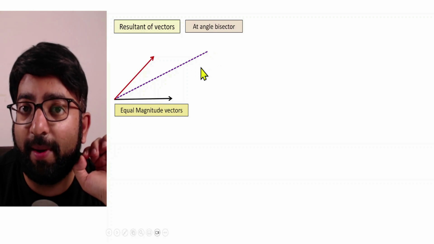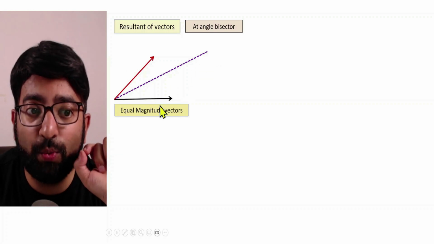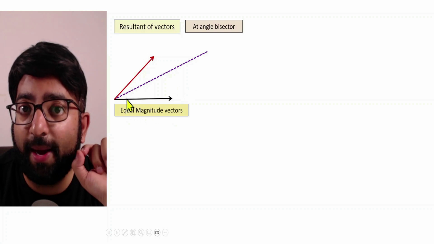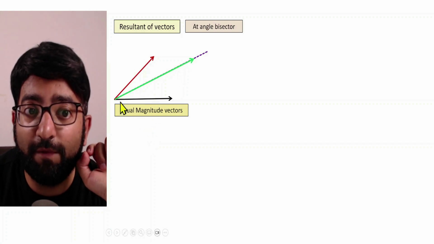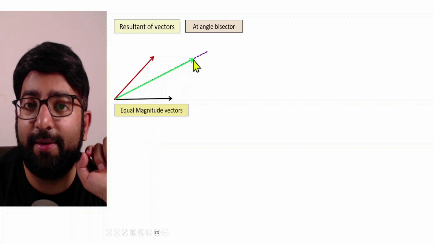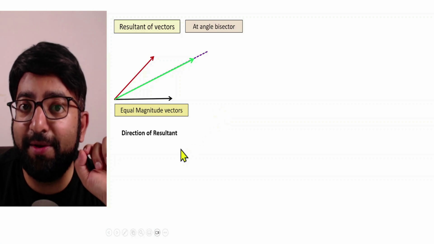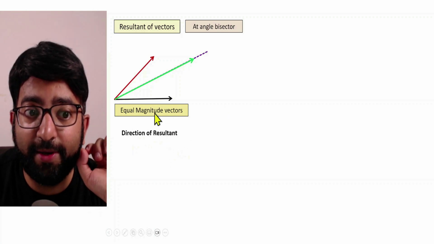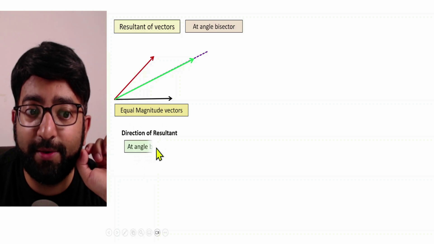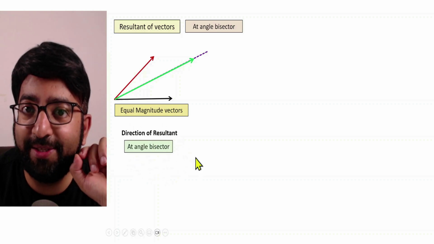So this is the angle bisector. If we consider case 1 where the vectors have equal magnitude, then the resultant always lies along this angle bisector. And this is the shortcut which we can use in the questions. Whenever the vectors have equal magnitude, the resultant always lies along the angle bisector.